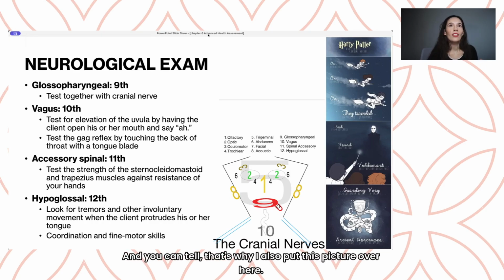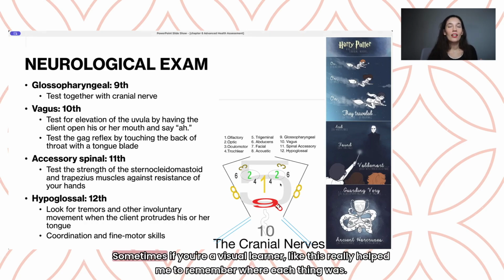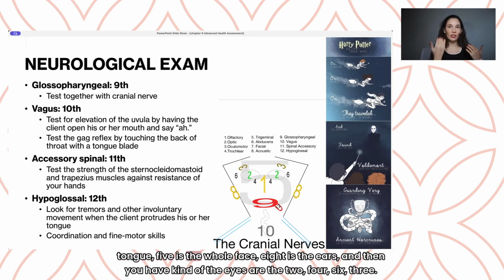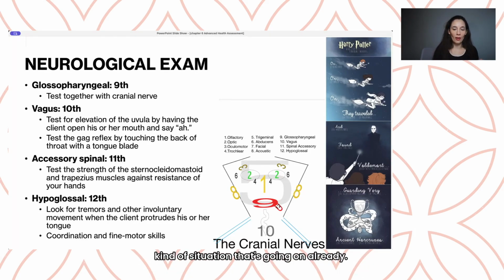And you can tell, that's why I also put this picture over here. Sometimes if you're a visual learner, this really helped me to remember where each thing was. So you can see number 11 is the shoulders, 10 is the swallowing, 9 and 12 is the mouth and the tongue, 5 is the whole face, 8 is the ears. And then you have the eyes, the 2, 4, 6, 3 situation that's going on.